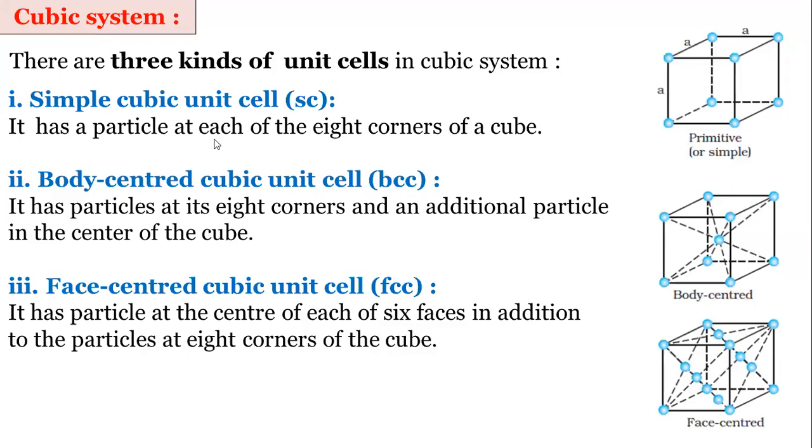Then we are considering particularly the cubic system. In this cubic system, there are three kinds of unit cells. The first one is the simple unit cell. All the particles are at the corners. It is called simple, or it is also called primitive unit cell. Then body centered, along with the particles at the corners, there is one particle, which we can see at the center of the body of the cube. That's why it is called body centered unit cell.